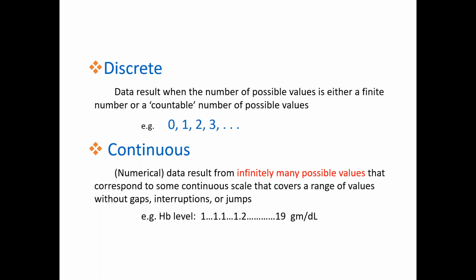So I can divide the types of the data in some more finer aspect. First, the broad category, quantitative and the qualitative. And in the qualitative, it could be discrete. In a quantitative, it could be continuous. There are different other ways of classifying the data. Now, the continuous data results from infinitely many possible values that correspond to some continuous scale that covers a range of values without gaps, interruptions, or jumps. Like an example here for hemoglobin, I can start from 1 up to maybe 19, even 20, 21. So a range is there from minimum to the maximum, and anybody's hemoglobin can be plotted in this. So that is a continuous variable.